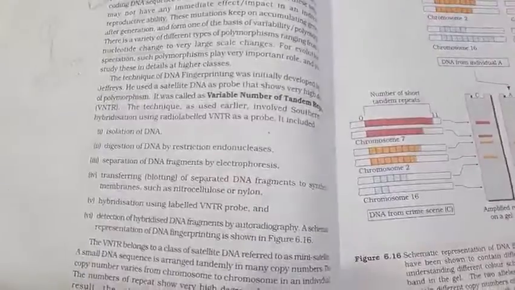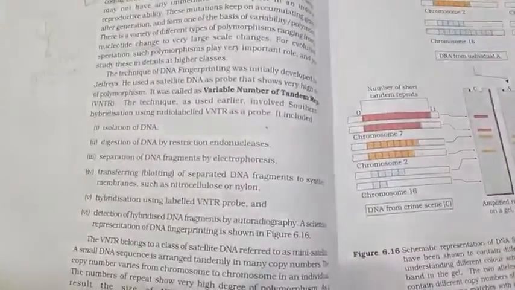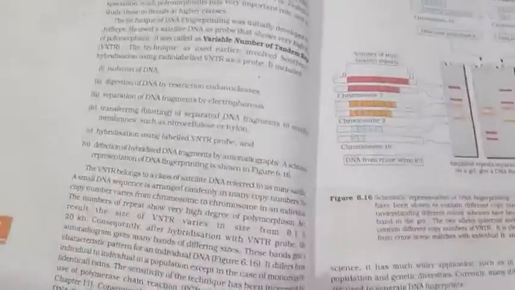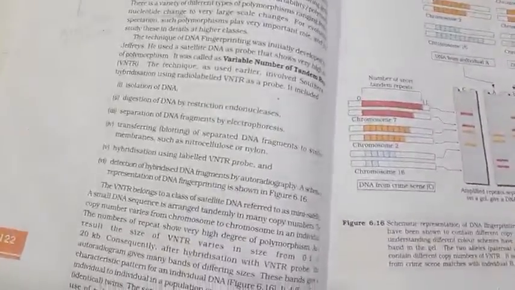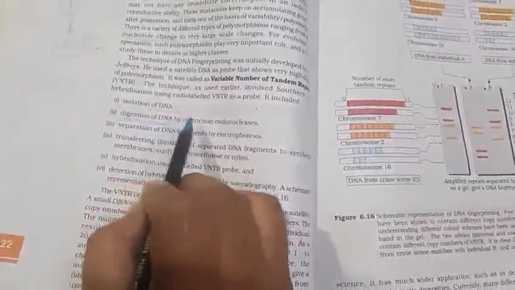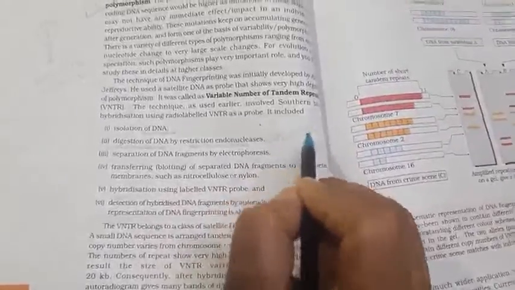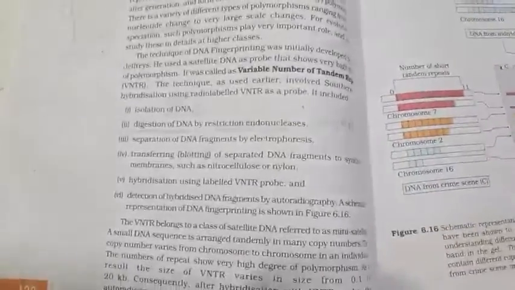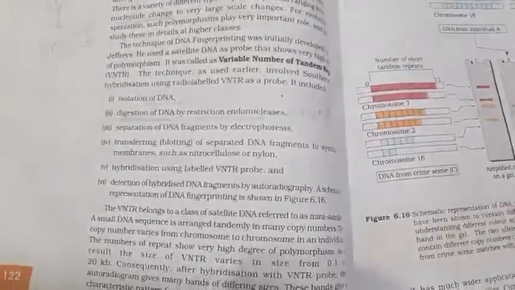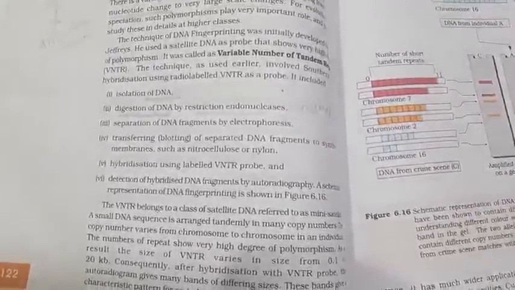The main importance is of VNTR. VNTR means variable number of tandem repeats. Salient features of DNA fingerprinting: first point is the isolation of DNA. Second, digestion of DNA by the restriction endonuclease enzyme.